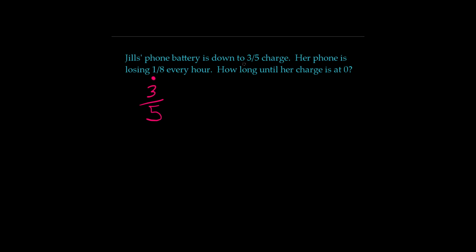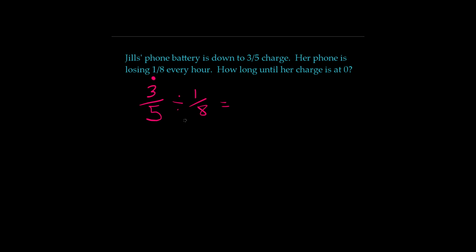How much does her battery have right now? 3/5. So that's going to go first. And then we're going to divide because we're going to have something that's repeating. Every eighth of an hour, she's losing it, losing it, losing it. So that's going to be a repeating subtraction, which is also known as division.